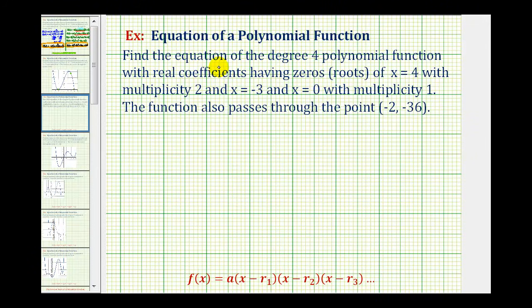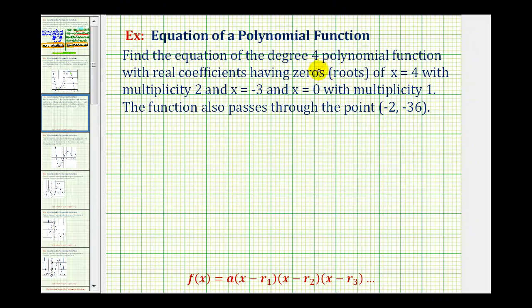We want to find the equation of a degree 4 polynomial function with real coefficients having zeros or roots x equals 4 with a multiplicity 2, x equals negative 3, and x equals 0 with multiplicity 1. The function also passes through the point negative 2, negative 36.